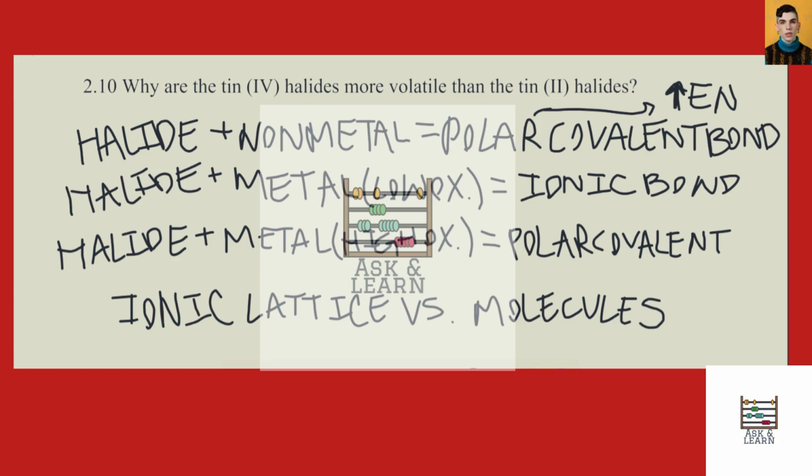That's much weaker than in your ionic lattice, where you would have to break up the entire lattice of charges. So the fact that we have an ionic compound versus a covalent compound, a molecule, is why tin-4 halides are much more volatile than tin-2 halides.